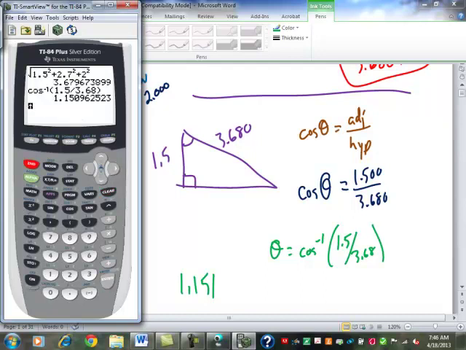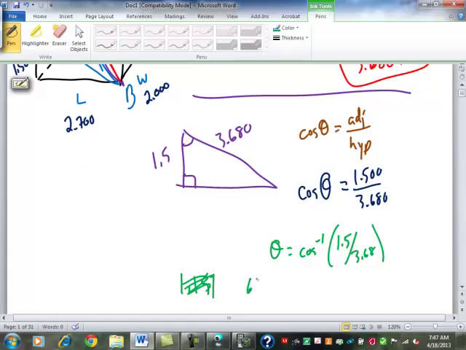So let me try that again. Second cosine, 1.5 divided by 3.68. Ah, shoot. My calculator has been really touchy lately for some reason. Couldn't have anything to do with me being sick and not being quite on top of my game. It has to be the calculator. So that gives me 65.95 degrees. Any questions?